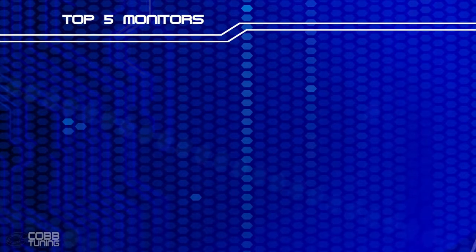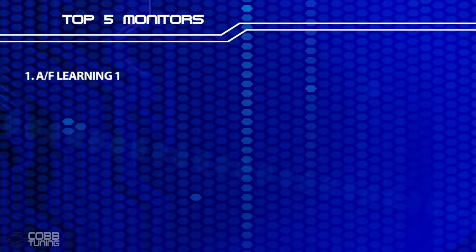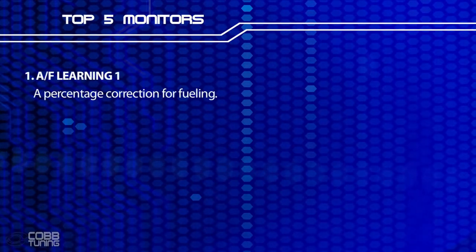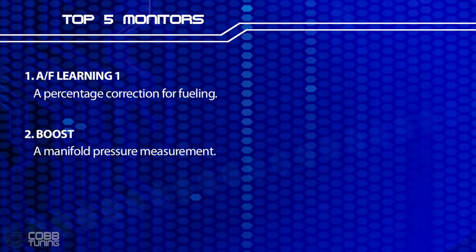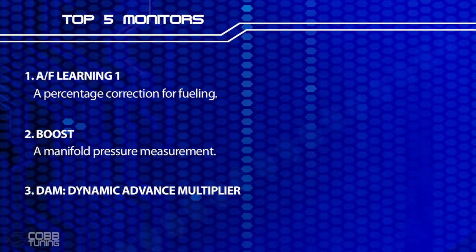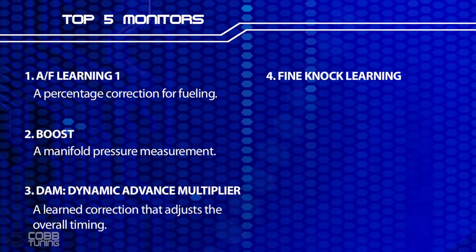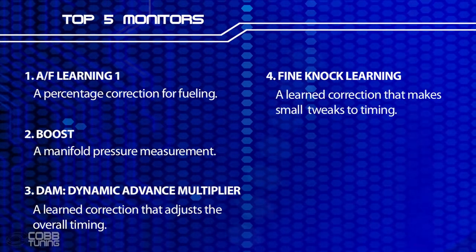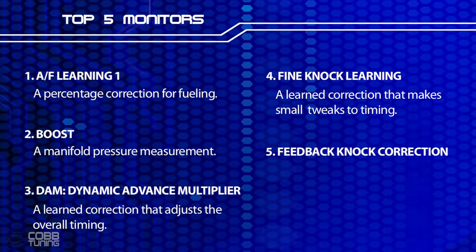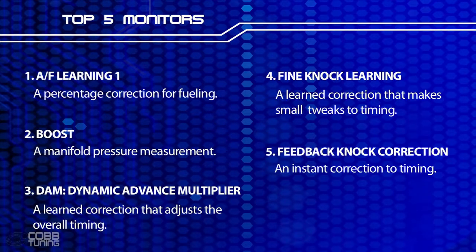The 5 monitors we'll be looking at are, number 1, AF Learning 1, a percentage correction for fueling. Number 2, Boost, a manifold pressure measurement. Number 3, DAM, or Dynamic Advanced Multiplier, a learn correction that adjusts the overall timing. Number 4, Fine Knock Learning, a learn correction that makes small tweaks to timing. And number 5, Feedback Knock Correction, an instant correction to timing.